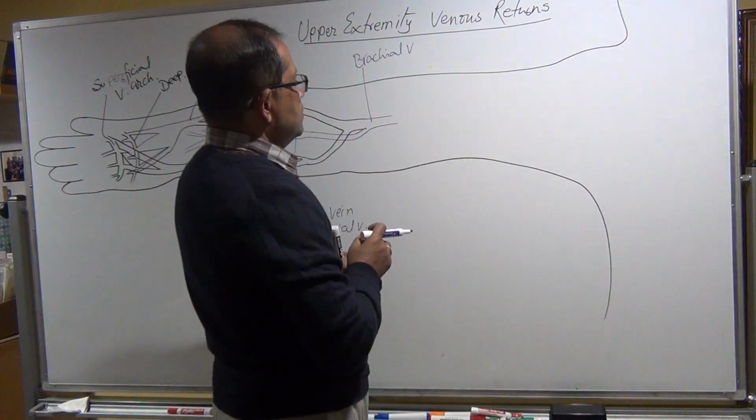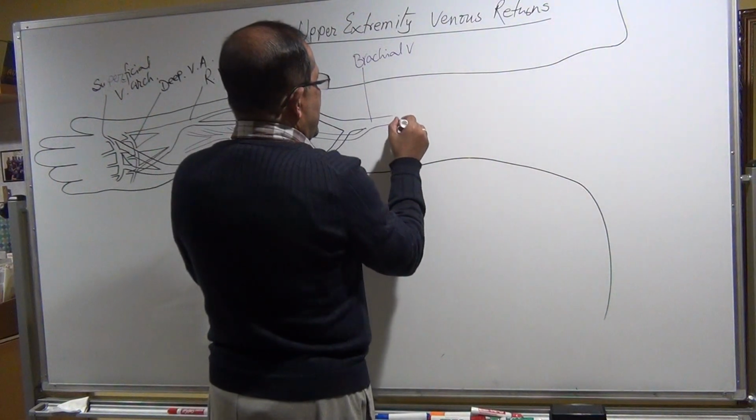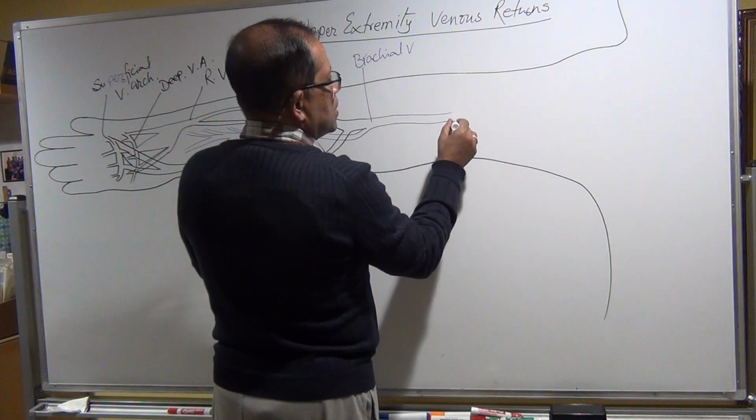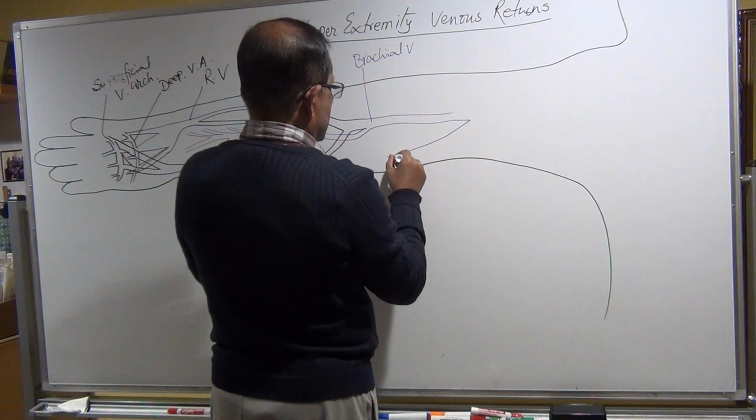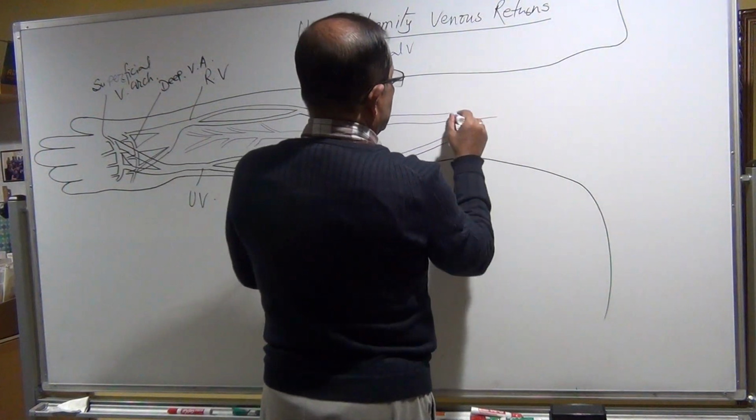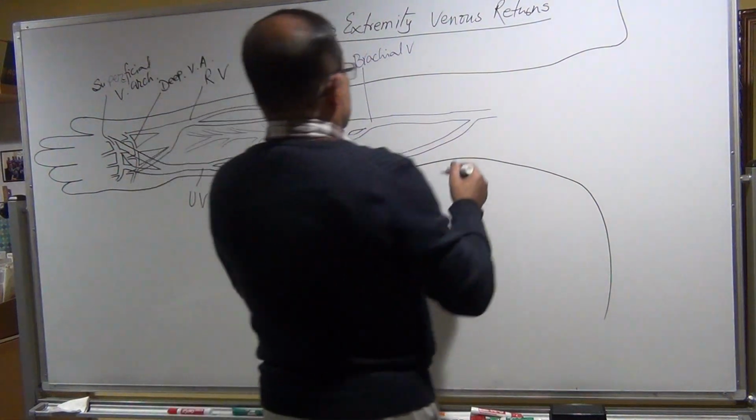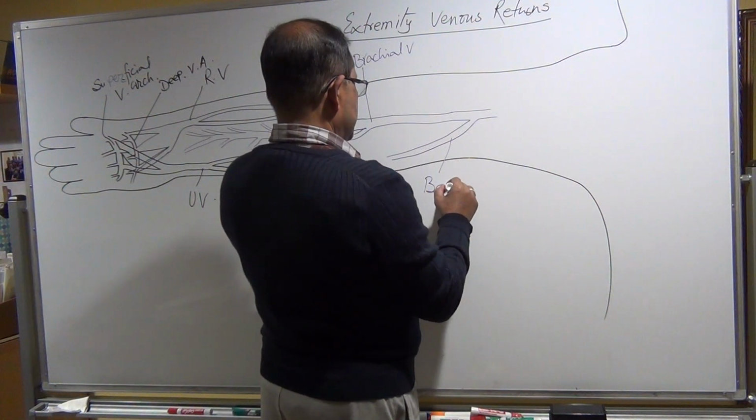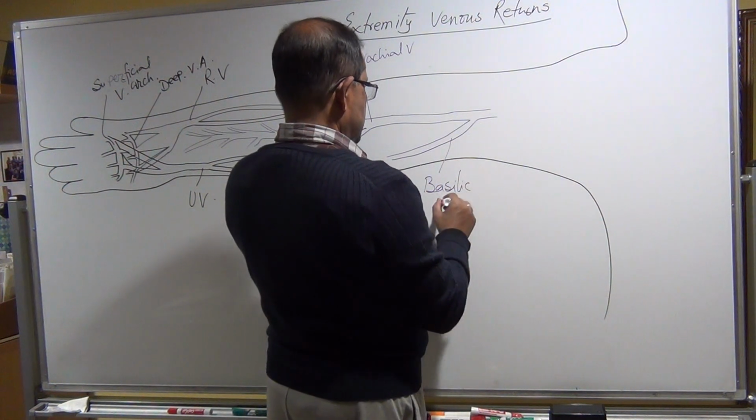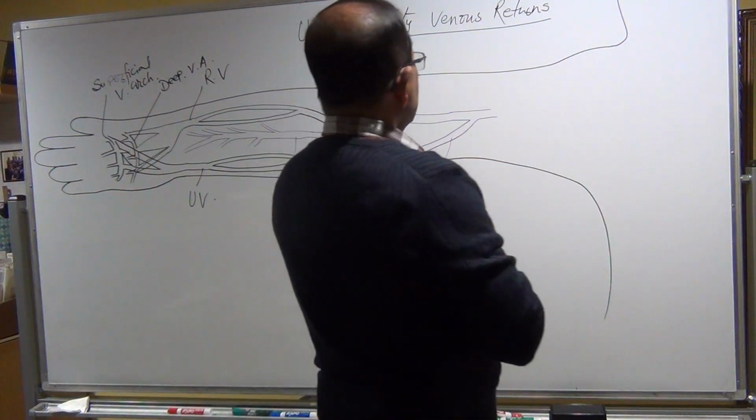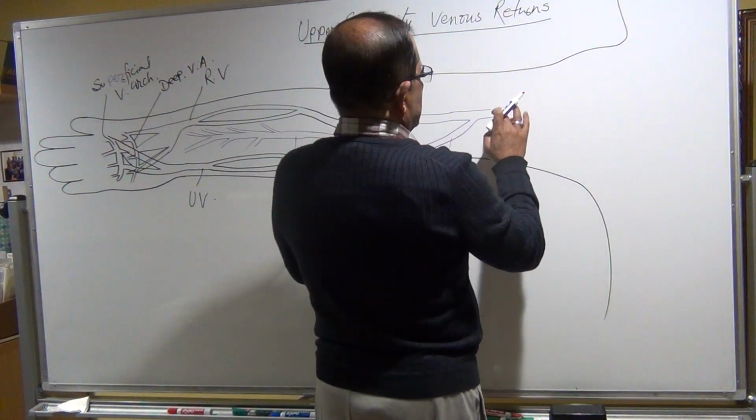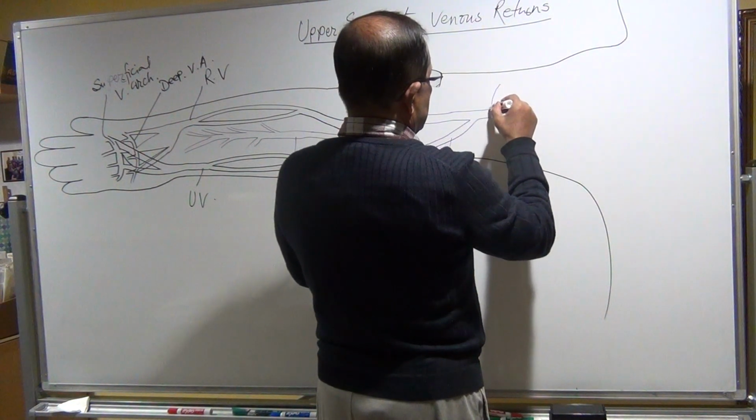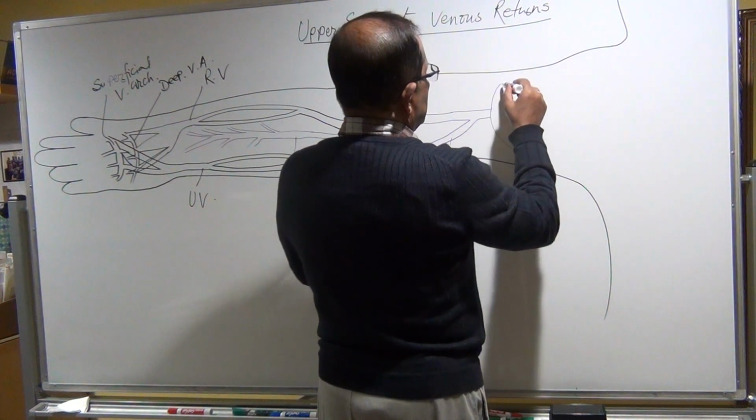This is the brachial vein. On its way, it receives the basilic vein. Okay, and at the outer border of the muscle, let me draw that muscle.